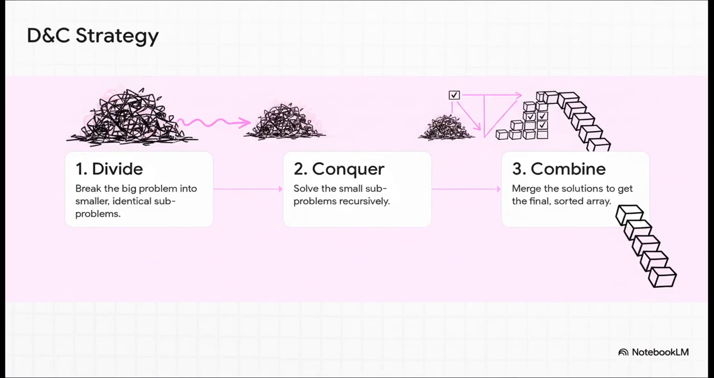The idea is just beautiful. Instead of trying to wrestle with one giant, messy list, you first divide it. You just chop it in half. Then you conquer each of those smaller halves by sorting them separately, which usually means you just divide them again and again. And finally, you combine or merge those small, perfectly sorted pieces back into one single sorted list. This approach completely avoids that O(n squared) trap.